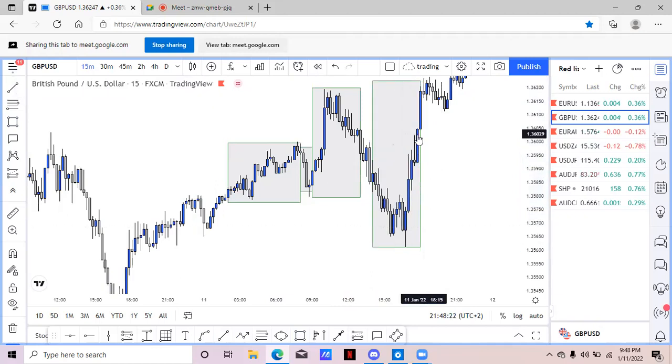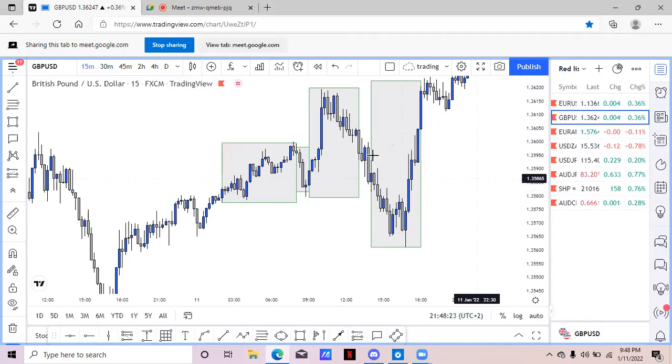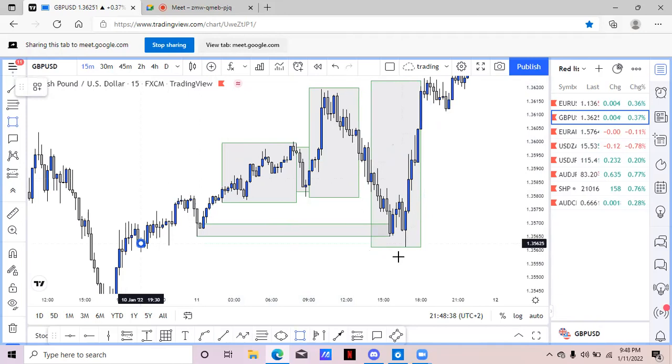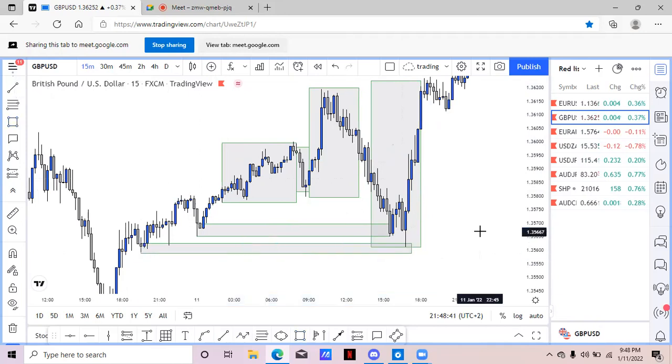The New York session continued coming to the point of interest, because from my experience, from how I trade, I was going to take this one as a point of interest, but then however, the market manipulated it and then came somewhere here. You see, this is what happened.